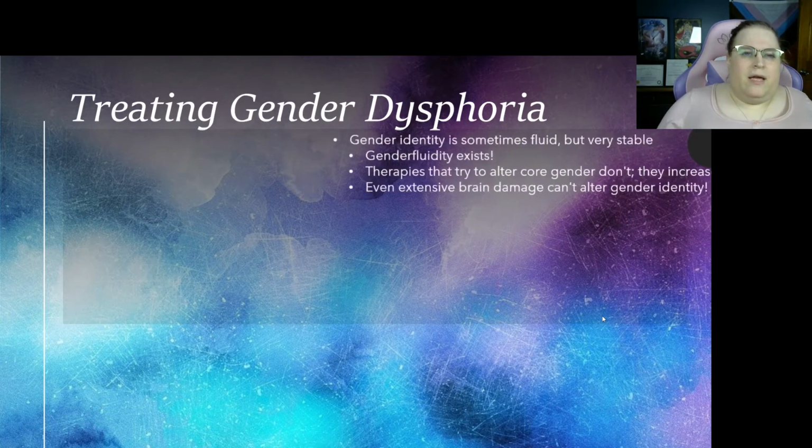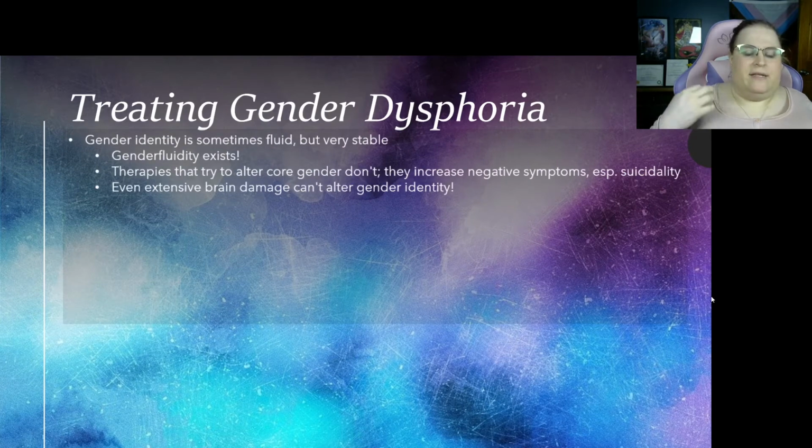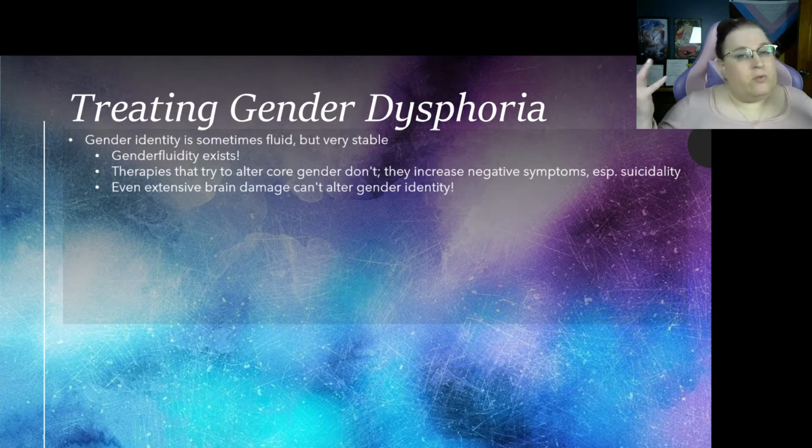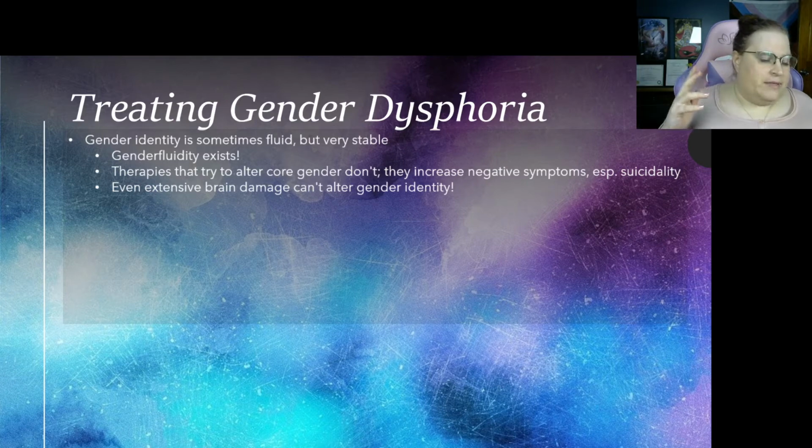So, in treating gender dysphoria, it is important to understand that gender identity, here meaning the combination of core gender and conscious gender, is sometimes fluid, but it's also very stable. Gender fluidity exists, that's what I mean by saying that it's fluid, in the sense that a person can have one gender when they're 10 and another gender when they're 40. This is a known phenomenon which people have expressed accords to their experience, and therefore any theories we construct must account for it.